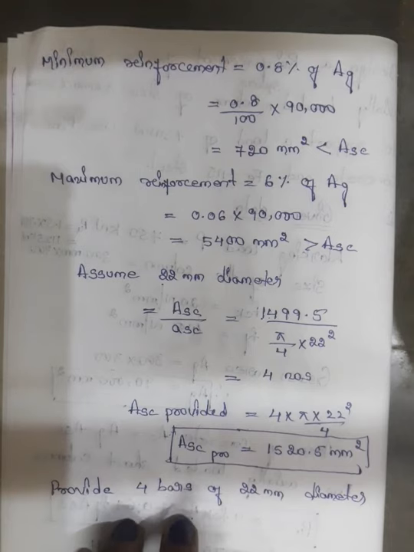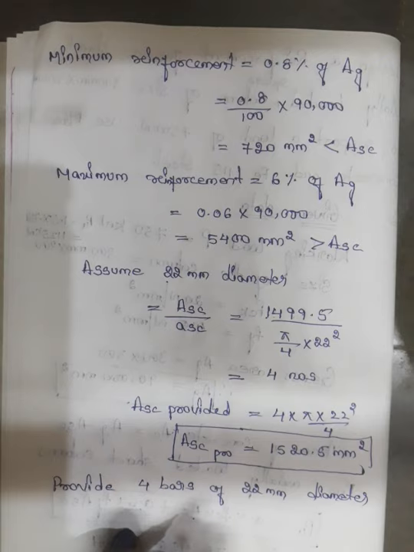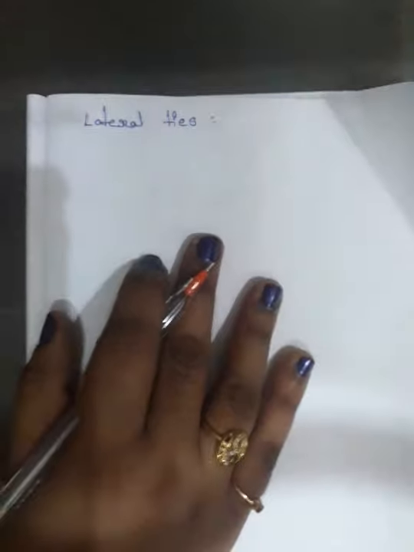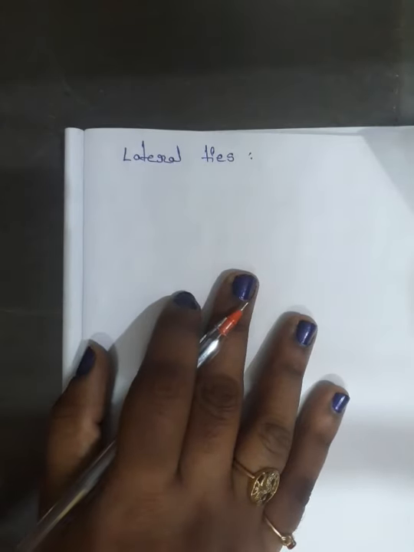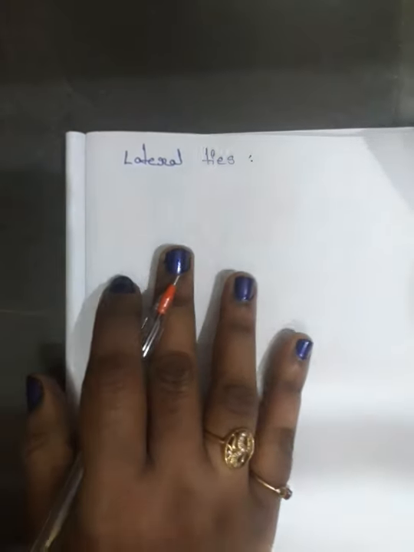So now what have we got? We have got the main reinforcement, the longitudinal bars for the column. We need to find out the lateral ties, so that we are going to solve now. How to find the lateral ties. For calculating the lateral ties, what do we want? We want the diameter of the bar and the center to center distance of the bar, that is called the pitch. So the pitch of the ties and the diameter of the ties, right?